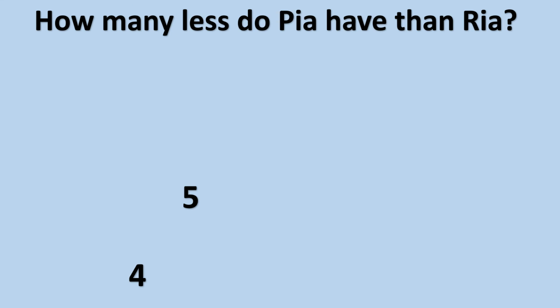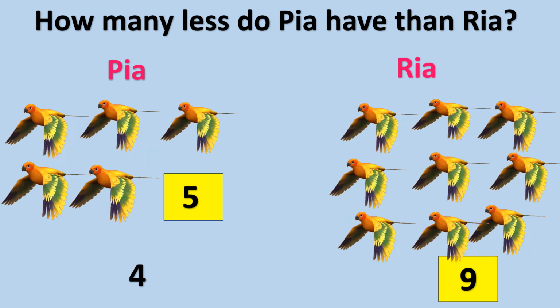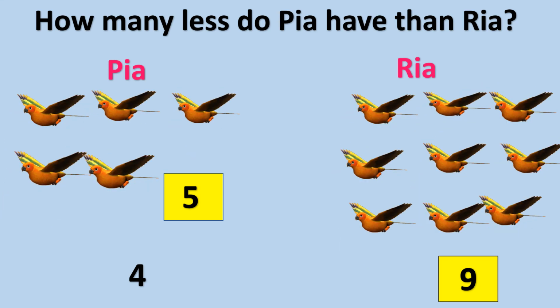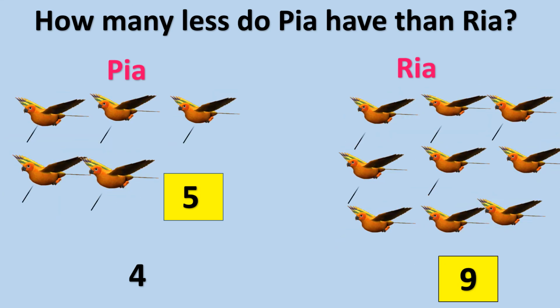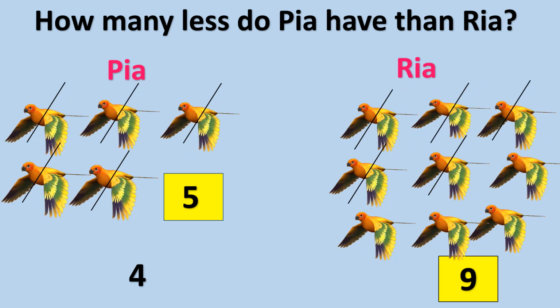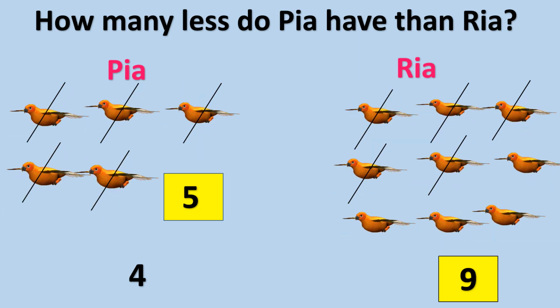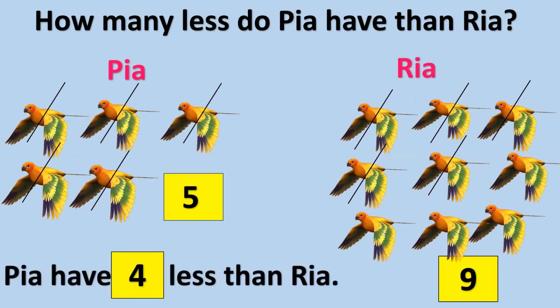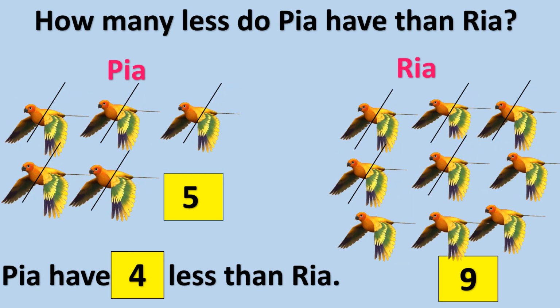Now how many less does Pia have than Ria? Pia has 5 birds and Ria has 9 birds. So what is the common number of birds between them? 5. Let's strike off 5 birds. So Pia is left with no birds, whereas Ria has 4 birds more. So Pia will have 4 birds less than Ria.